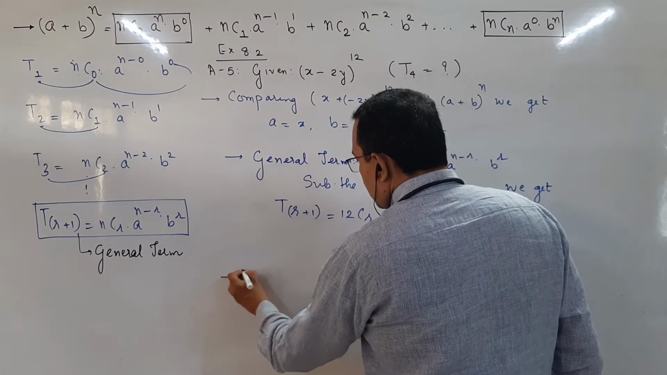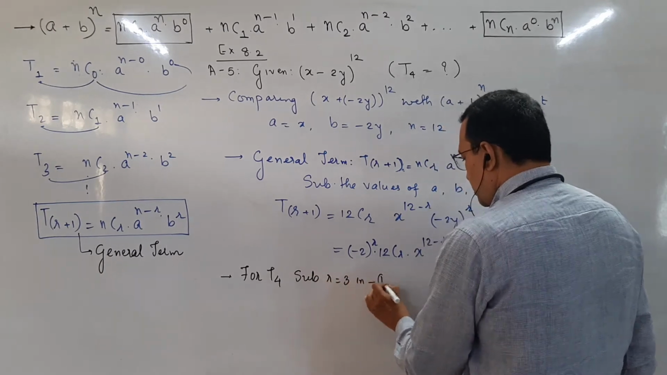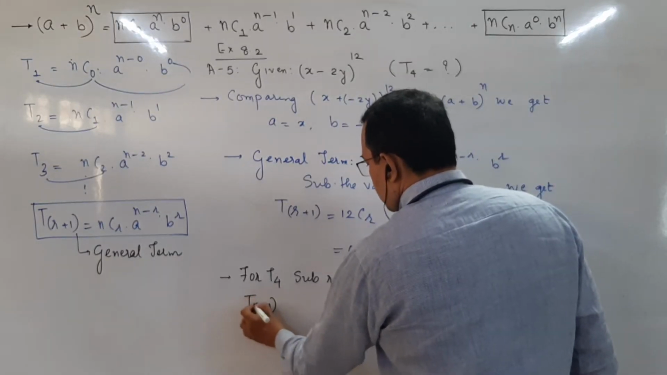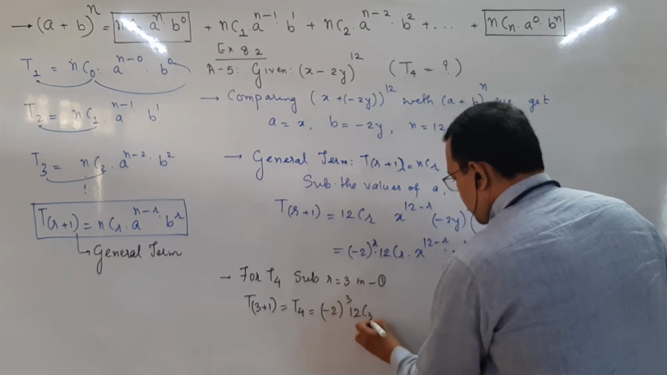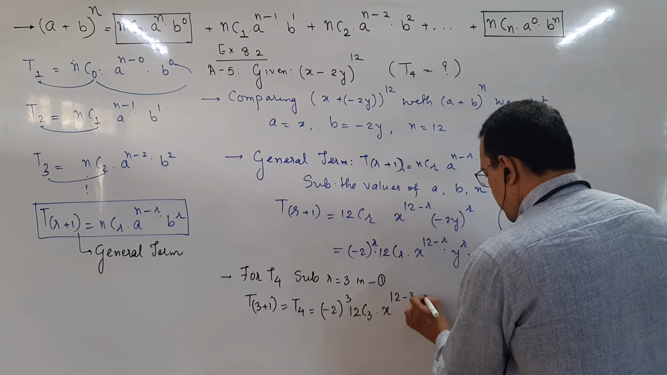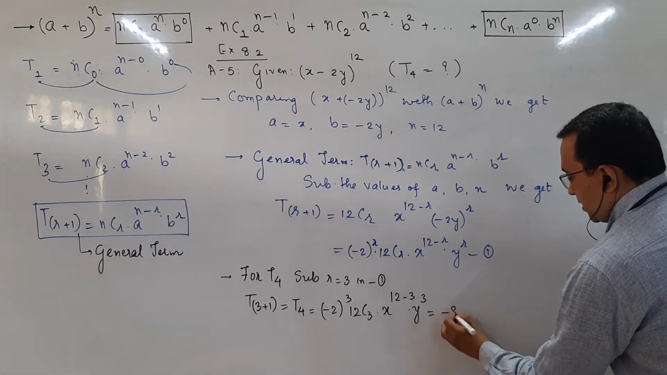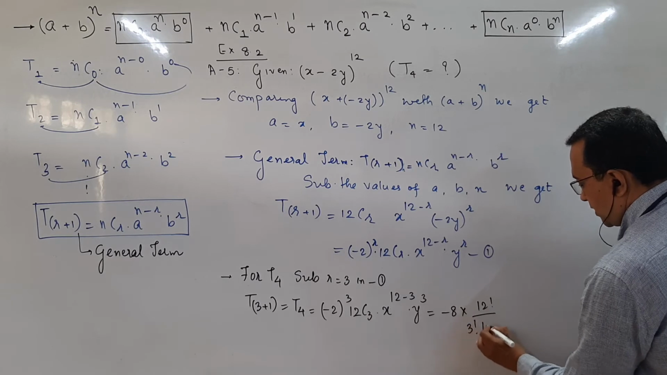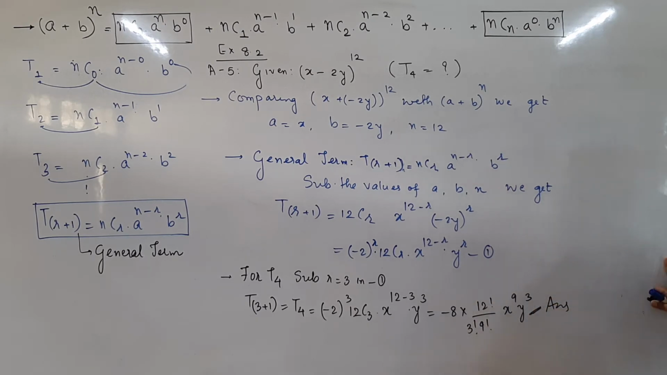So we write for T4, substituting R equal to 3 in result 1. So T(3+1) is T4, minus 2 cube, 12C3, X raised to 12 minus 3, Y raised to 3, minus 2 cube is minus 8. This is 12 factorial upon 3 factorial into 9 factorial, X raised to 9, Y raised to 3. Simplify, you get your answer. Reduce 12 factorial up to 9 factorial and simplify, that is your answer.